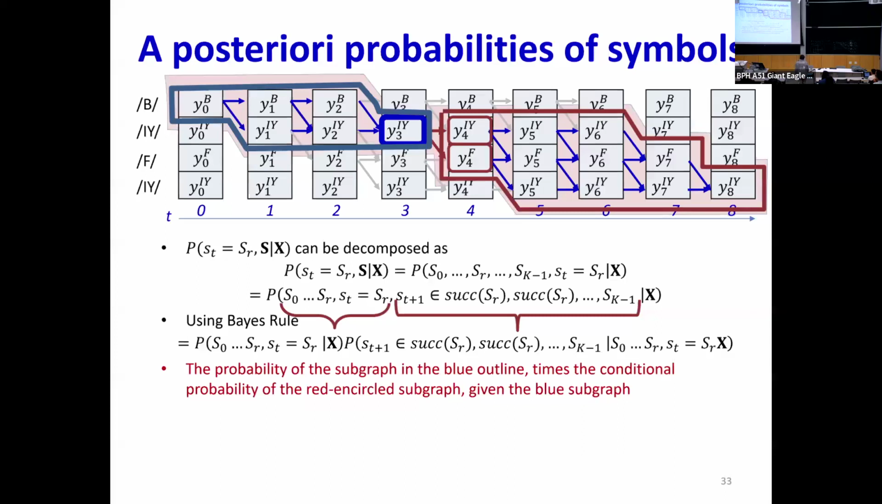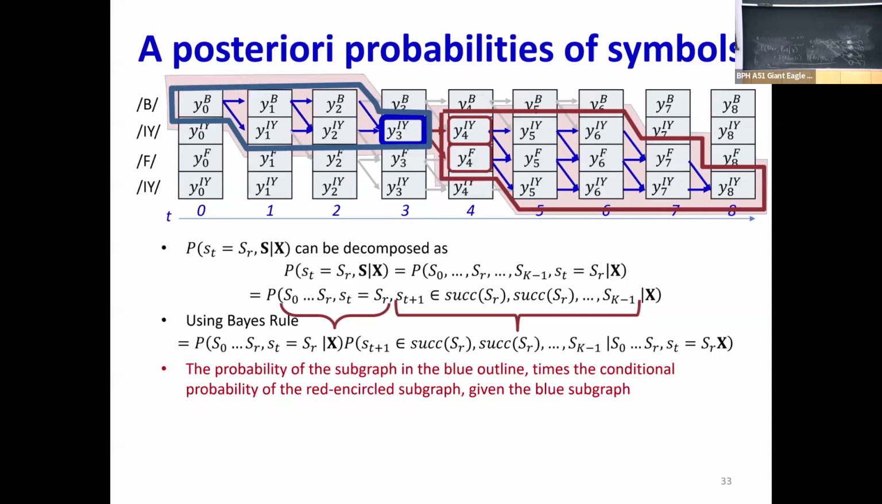let me write it out fully. It's going to be the probability of the blue subgraph and the red subgraph given X, which I can write as the probability of the blue subgraph given X times the probability of the red subgraph given the blue and the X. The first half and the second half, simple Bayes rule.